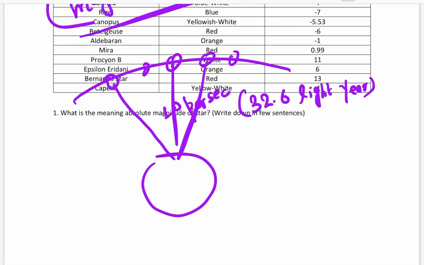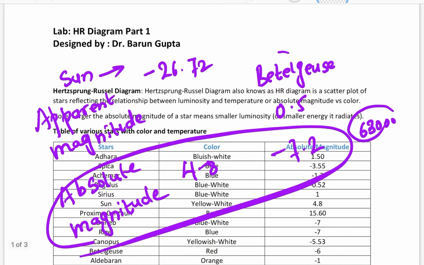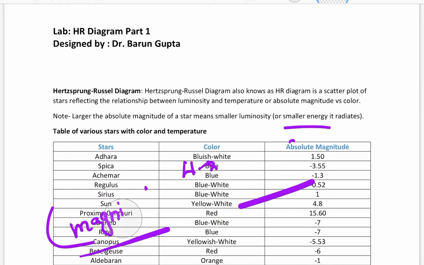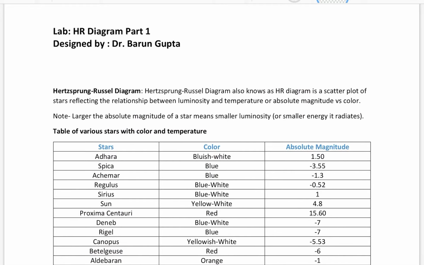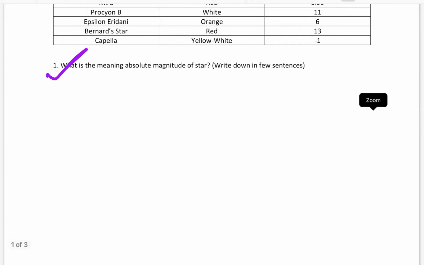So which star would appear brighter? The star which emits more energy would be brighter. So absolute magnitude in fact tells you the luminosity of the star. The idea of the absolute magnitude is that it directly relates to the luminosity of the star. Okay, so you got the idea about the first question here: what is the meaning of the absolute magnitude of a star? So write down the details of it. Just go and watch other videos, or even from this video you should be able to answer this question here.